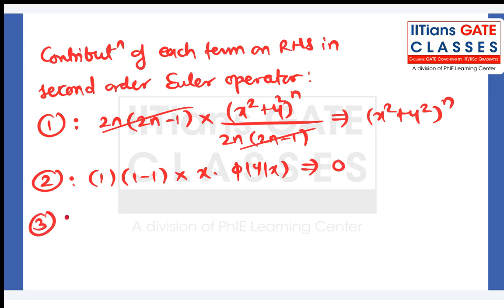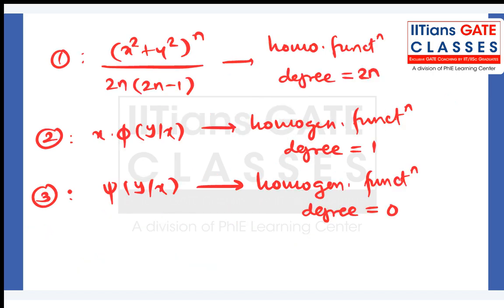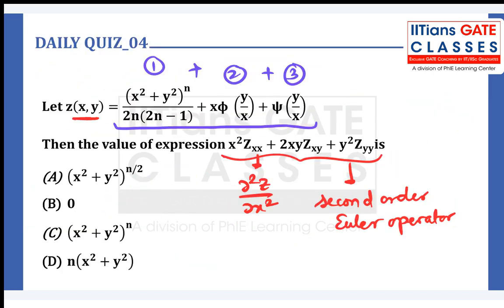And third is the psi function, right? Degree is 0 itself, so whatever you want to write, you can write, but it is not contributing anything. Okay, and the final answer is the sum of all, that is nothing but x square plus y square whole power n, because the other two functions are not contributing. They may contribute for the first order Euler operator, not second order. Okay, and that is your final answer. Yeah, option C is the correct answer.